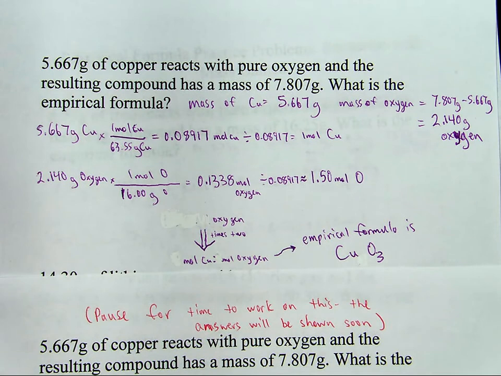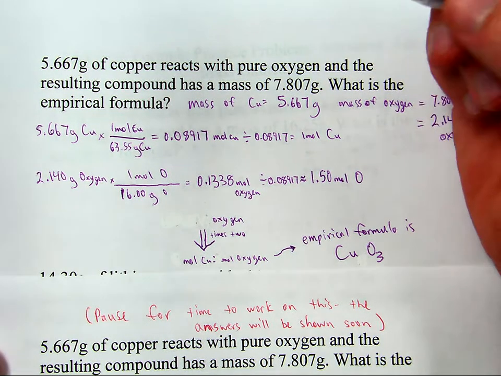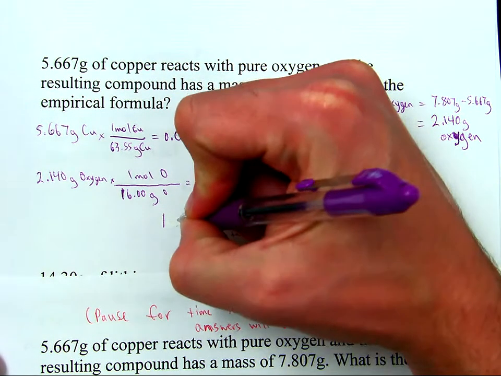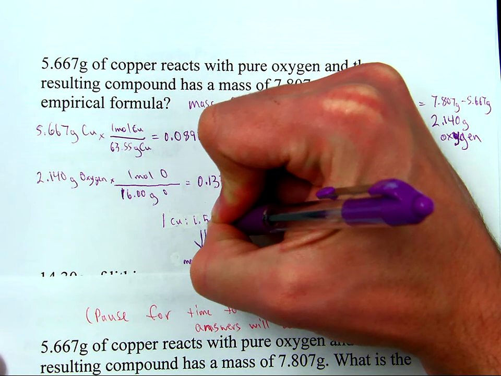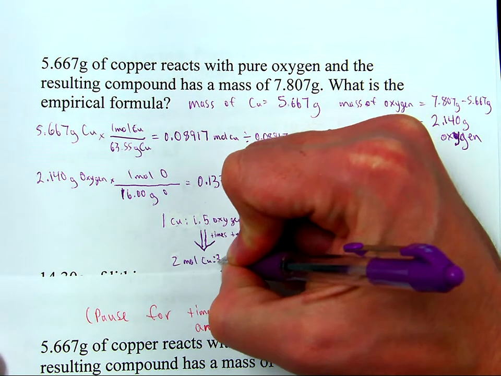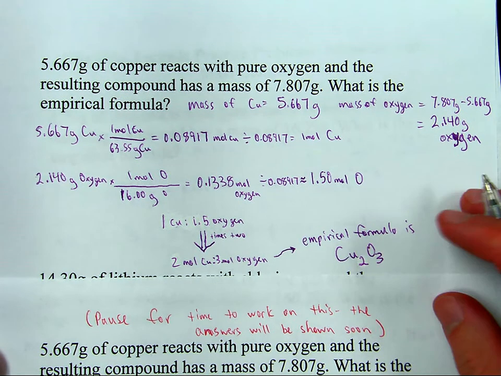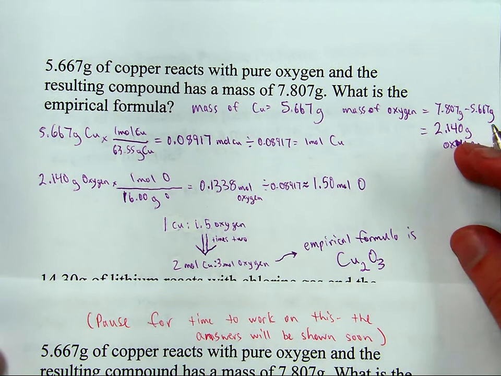Oops, I had made a mistake on this one earlier and I forgot to get it ready for you guys, so let's quickly fix that. It's 1 copper per 1.5 oxygen, which you multiply by 2, comes out to 2 moles of copper for every 3 moles of oxygen, and Cu2O3. So, whoopsies, pardon that little mistake there, but you get the idea, I suppose.